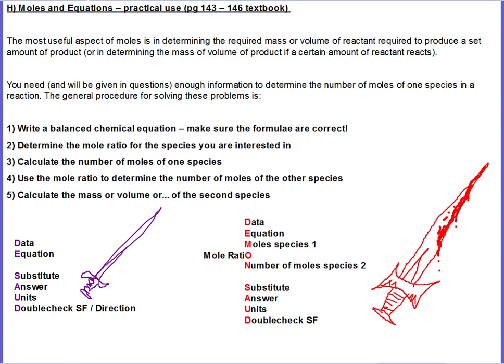This is the demon sword. And in these sort of questions, we get the data, we write down our equations. There's some extra steps here. We find the moles of this first species. We use our mole ratio from the equation to find the ratio between species 1 and species 2. And using that ratio, we find the moles of species 2. Now we've got the moles of species 2. That's like going back to this sort of question again. Now we can substitute that into our equation. We can get our answer, whether it's the mass, or the volume, or whatever else is about that thing we're trying to find. Get our units, and double check significant figures.